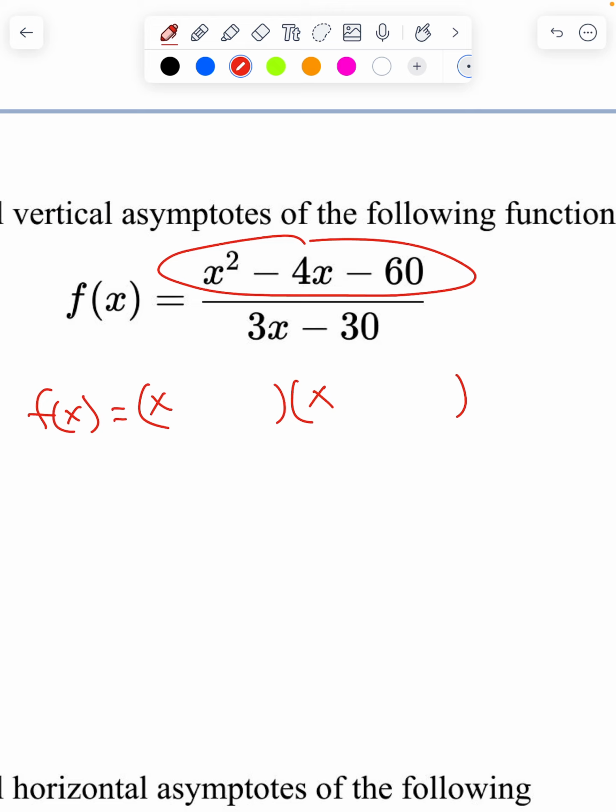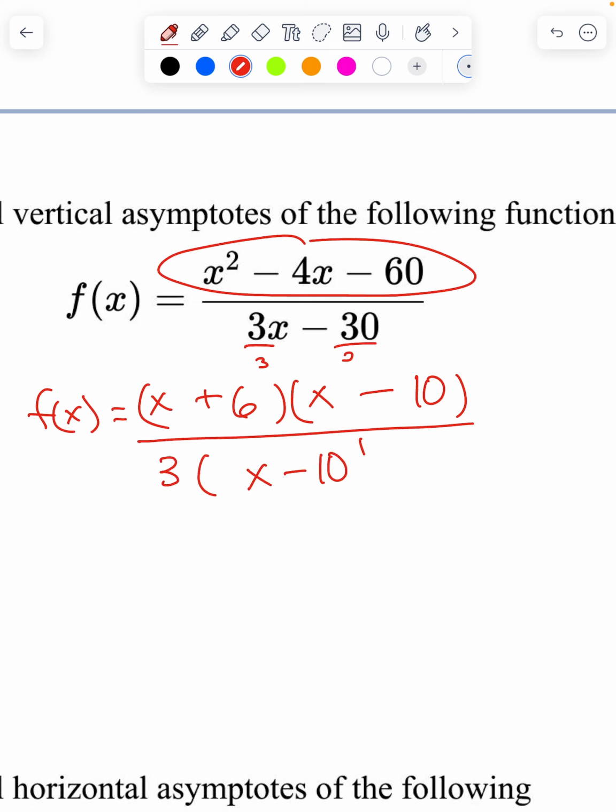So it multiplies up to -60, but adds to -4. I'm thinking 6 and 10. So you're -10 and +6. I think that's right. And then on the bottom, I can pull out a 3. Now you can use box and circle if you can't do it in your head like I did. That's totally fine. I'm just doing it for time's sake because I feel like you guys won't want to watch me do it. So I pull the 3 out there. I get x minus 10.